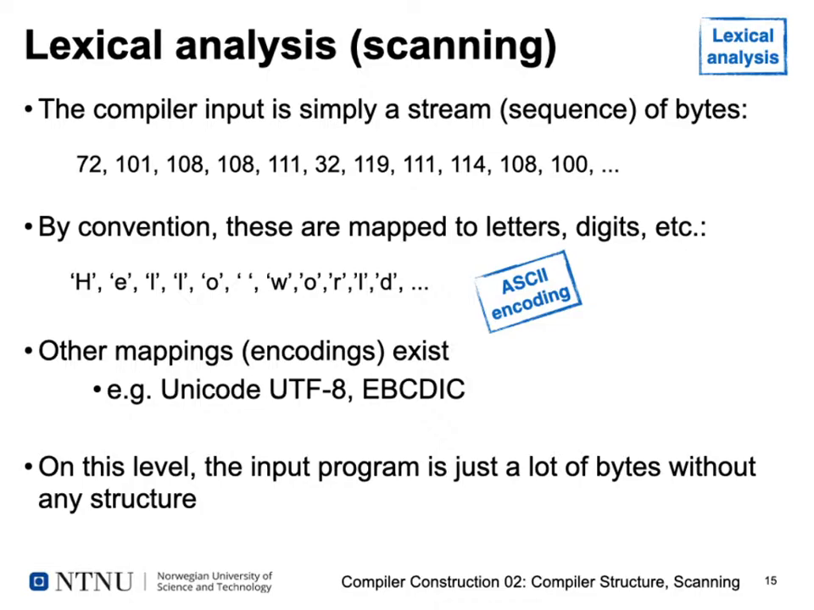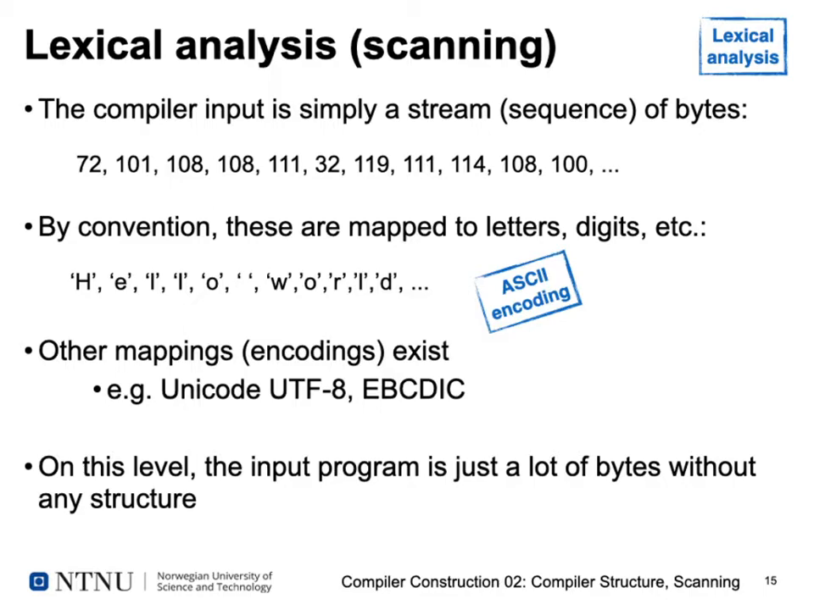So what the compiler sees when you read a file is simply a sequence of bytes here. So it might be 72, 101, 108, and so on and so forth. By convention, we just map these bytes to characters. The convention we are using here is the so-called ASCII encoding. ASCII is just short for American Standard Code for Information Interchange, and this is the most common code used on most computers today.